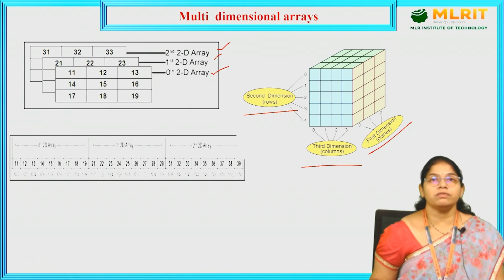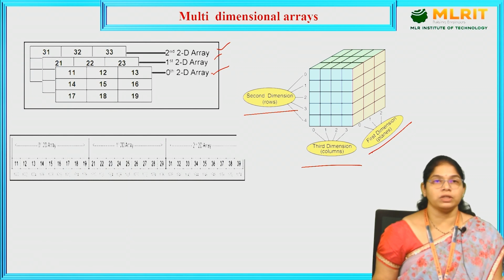So in this session, we have discussed the 2-dimensional array, how to declare and how to initialize at compile time, and we have discussed one example. Then what is a multidimensional array? In the next session, we will see what functions are. Thank you.